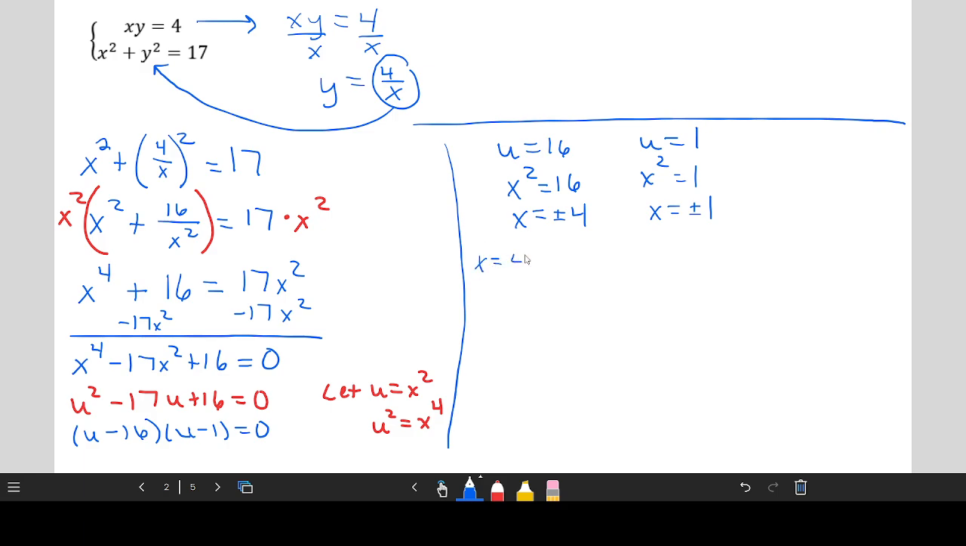So I'm just going to break it down like this just so we can keep it straight. So there's our 4 different x values. We're going to substitute them into this equation right here, y equals 4 over x, because then it's already solved for y. So if we substitute 4 for x there, then we get a y value of 1. So our first solution that we found is the point (4, 1), because when x is 4, y is 1.